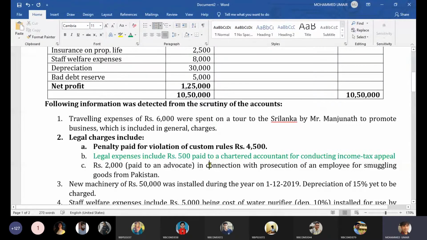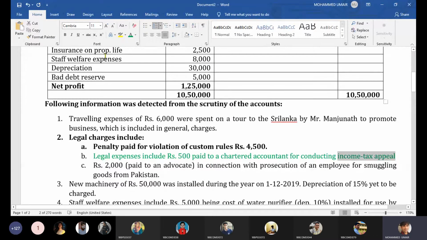I told you while explaining direct taxes and indirect taxes that all direct taxes are inadmissible expenses. Second, any expense associated with direct taxes is also inadmissible. So obviously this legal expense of 500 paid to a chartered accountant for conducting an income tax appeal is an expense associated with direct tax, no doubt about it. But the income tax department has allowed this expense, even though it is associated with a direct tax. The department has allowed assessees to deduct it.